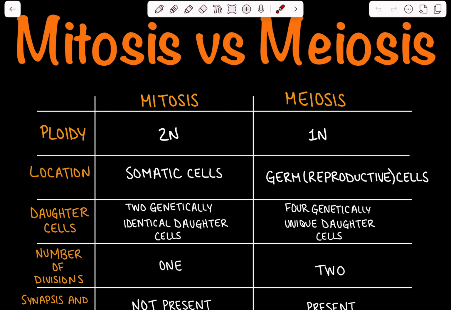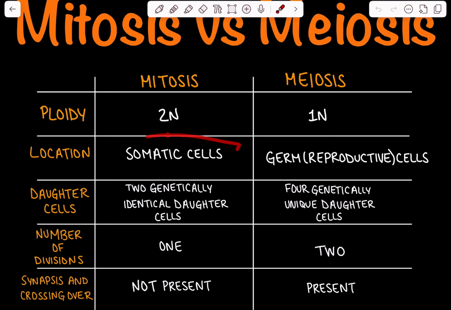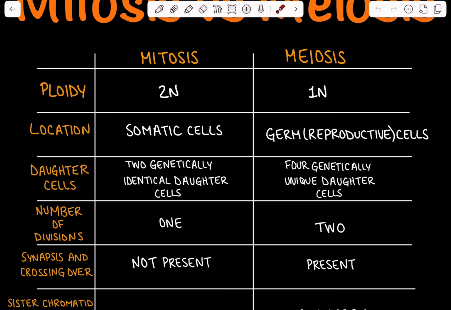Now, the location of where mitosis and meiosis occur is also different. Mitosis is going to occur in somatic cells. That's the majority of the cells found within your human body. That's going to be your skin cells, your hair cells, your nail cells, so much more. Whereas meiosis is going to occur in the germ cells or the reproductive cells, because meiosis is going to produce gametes.